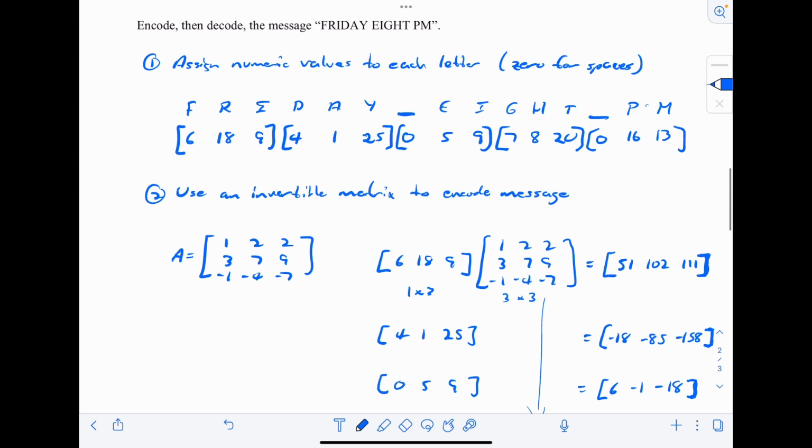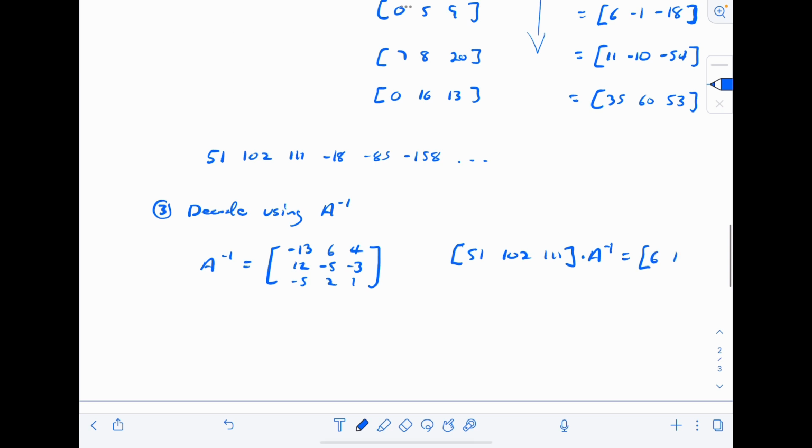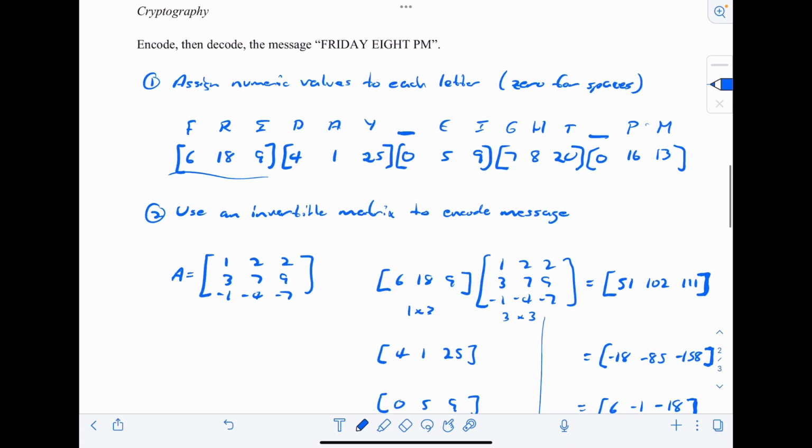So it's going to revert it back to that first string of the message. And obviously, if we did this 4 more times, did all of the different blocks, we'd have all the numbers. We simply translate them back into letters, and now we've got the message Friday, 8 p.m.